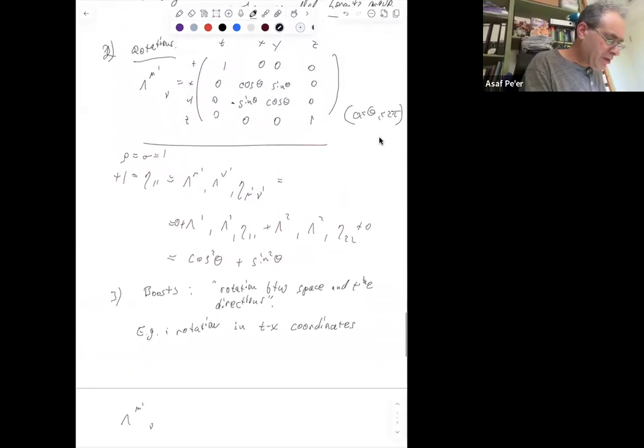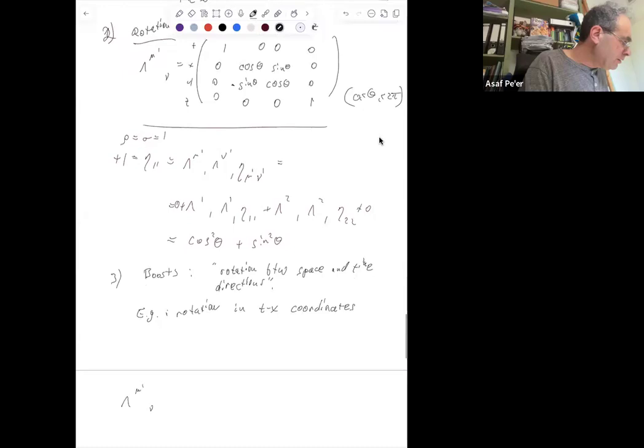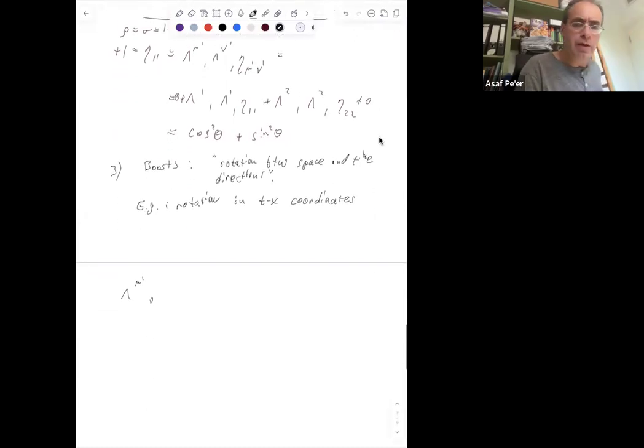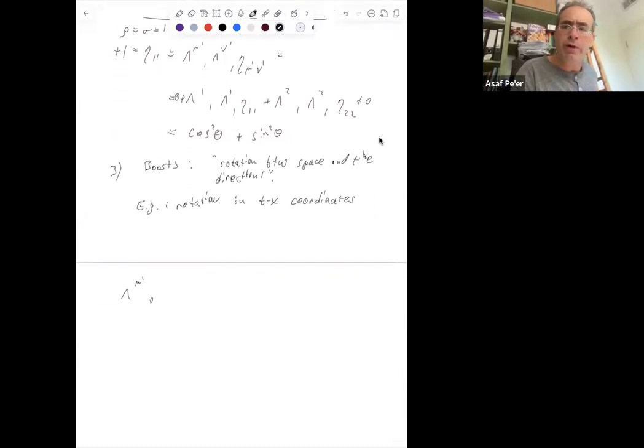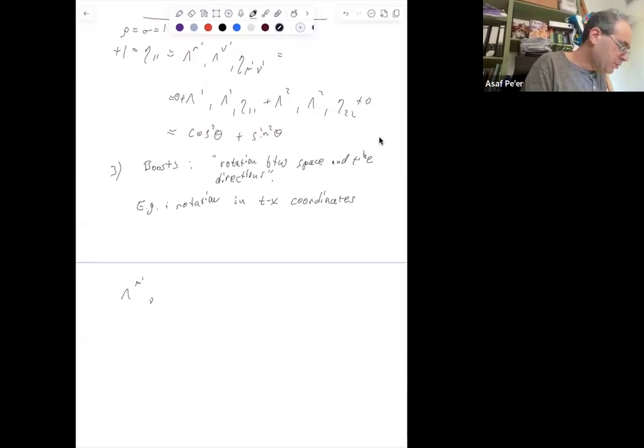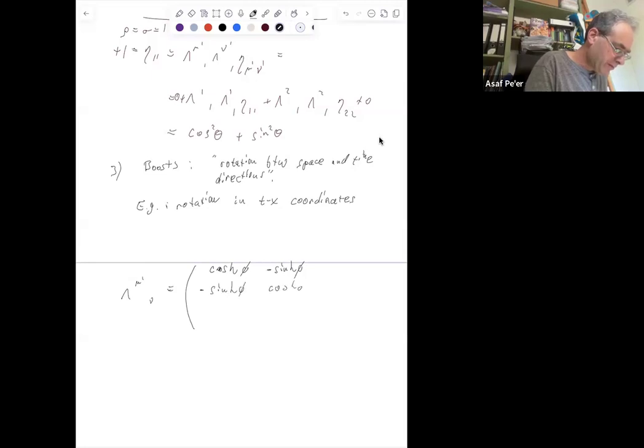So instead of writing cosine and sine, we switch to cosine hyperbolicus and sine hyperbolicus, and we add a minus sign. So the rotation between time and space is written as: cosh phi, minus sinh phi, minus sinh phi, cosh phi, then zeros, and then a 1, 0, 0, 1.